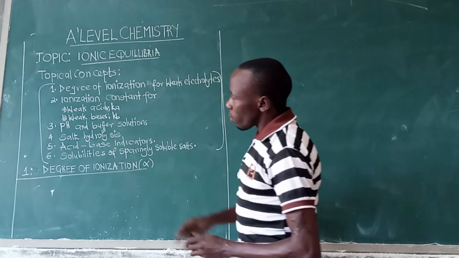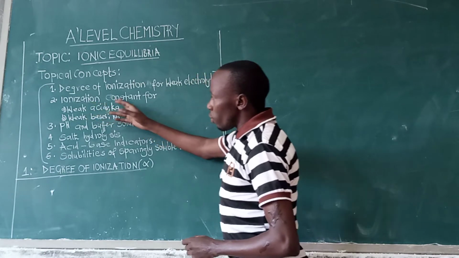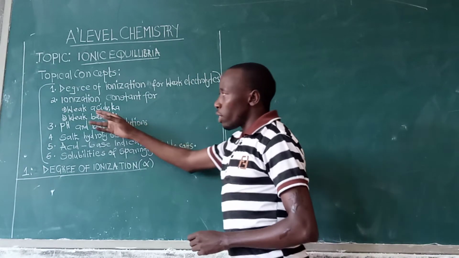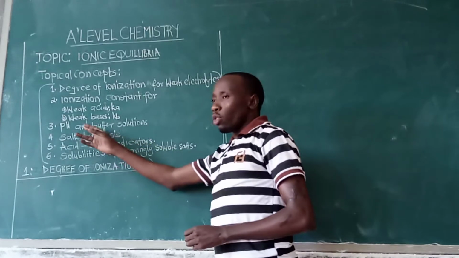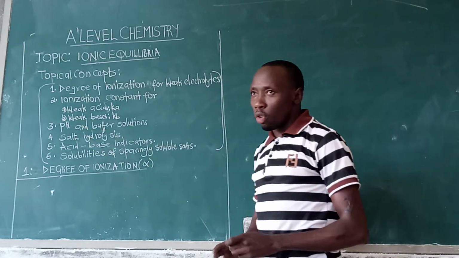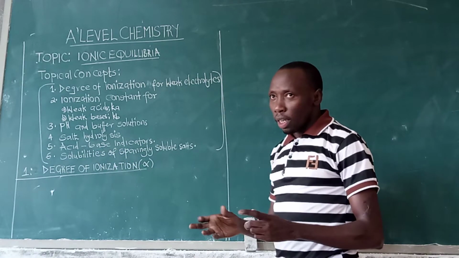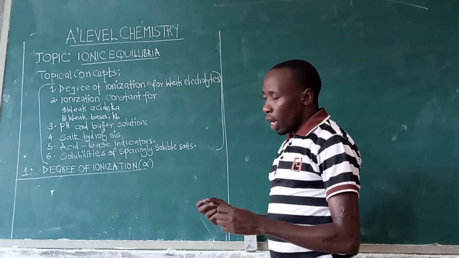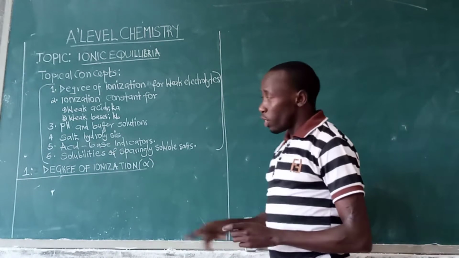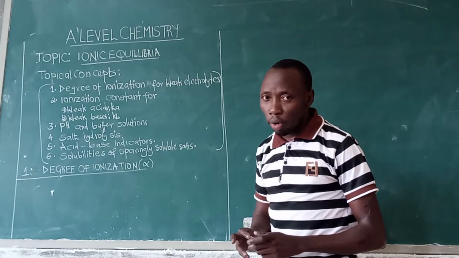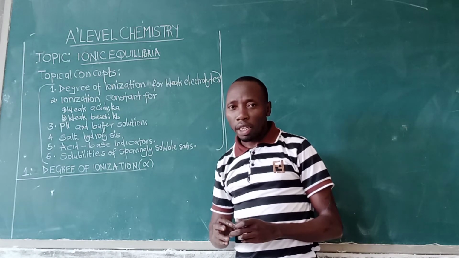I want us to look at the degree of ionization for weak electrolytes and ionization constants for weak electrolytes, in this case weak acids and weak bases. Then we shall also look at pH and buffer solutions, salt hydrolysis, acid-base indicators, and acid-base graphs, and how we can explain the graph. Then we shall conclude with the solubilities of sparingly soluble salts. Stay tuned. Can we begin with the degree of ionization?